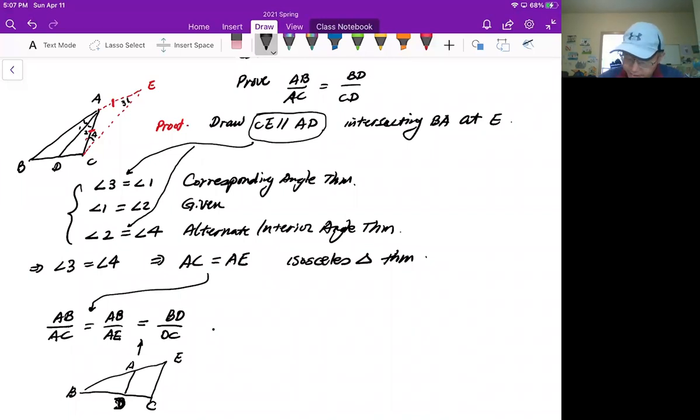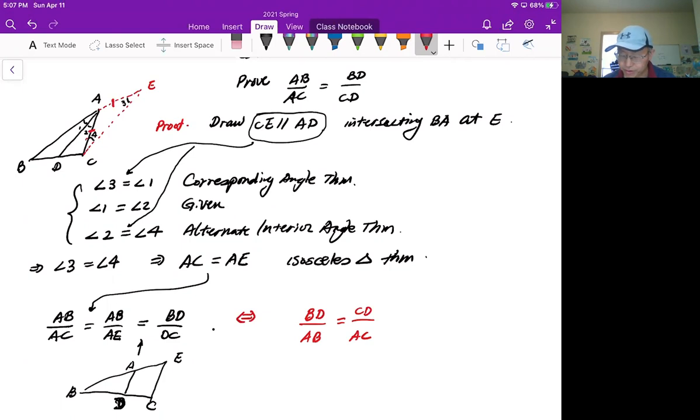And equivalently, there is an equivalent form, because for the next problem I'm going to use the equivalent form. The equivalent form will be the following: BD over AB equals CD over AC. Why are they equivalent? Can you see that? They are actually equivalent.